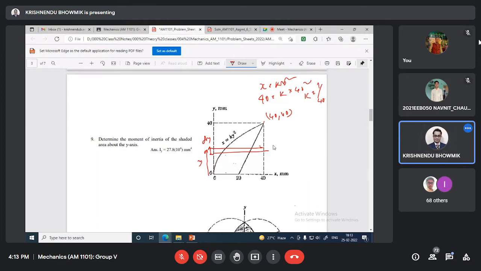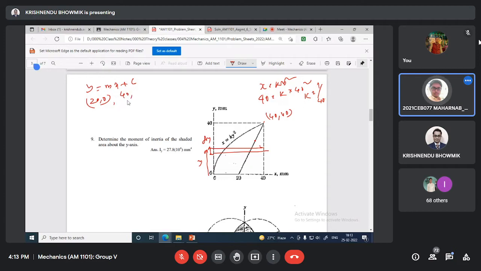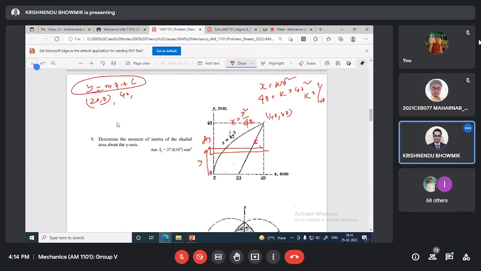Now for this one, what is this curve basically? Let the curve be y equal to mx plus c. It is passing through 20, 0. Sir, one is a parabola, another is a straight line. This parabola we got, this k value we got, 1 by 40. Now this is the straight line, y equal to mx plus c.